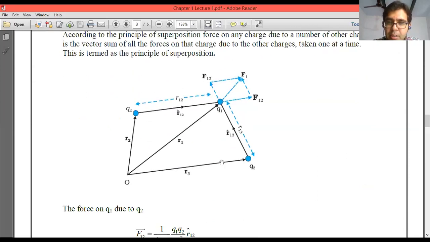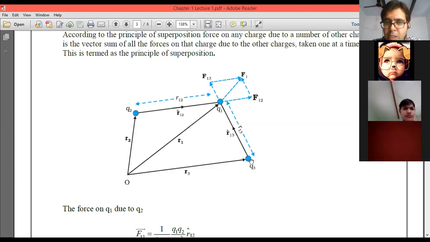Say, for example, we have three charges present over here, that is Q1, Q2, and Q3. What we need to do is find the force on Q1 due to the other two charges. So first find the force on Q1 due to Q2, that is F12, the force on 1 due to the charge present at 2. And then we need to find the force on charge Q1 due to the charge Q3, that is F13.